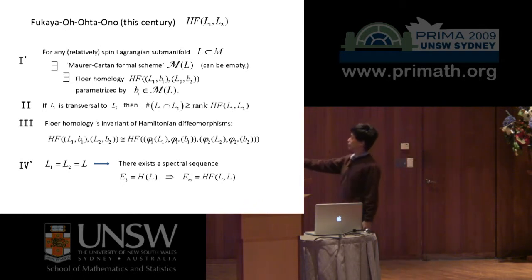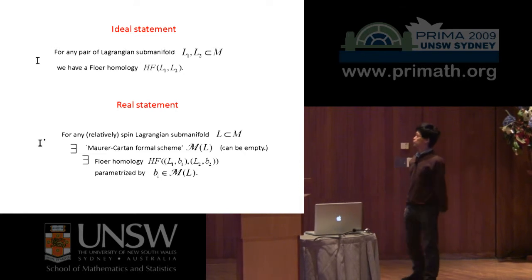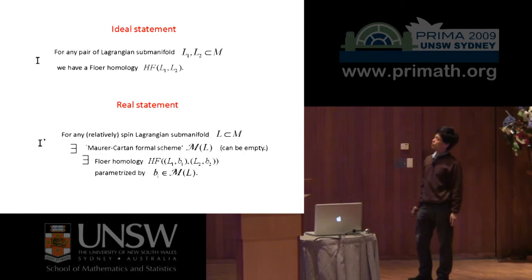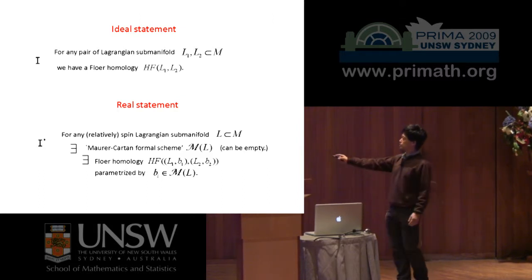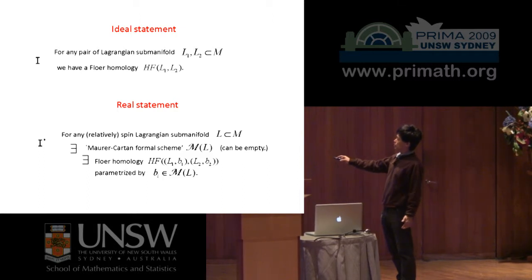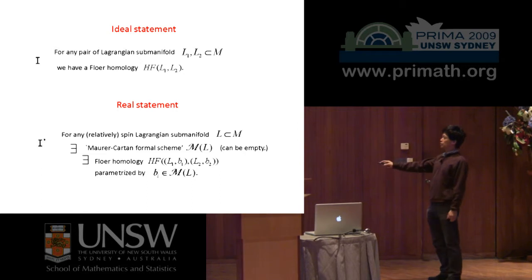So let me start from this first property. The ideal statement we wanted to prove is that for a pair of Lagrangian submanifolds, we have a Floer homology always. And this is a bit too much to expect. What we prove is that for spin Lagrangian submanifolds, there is some set which we call the Maurer-Cartan formal scheme, and we can define Floer homology parameterized by this set.